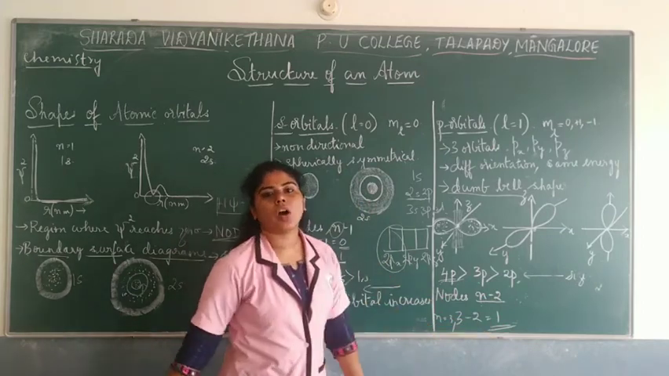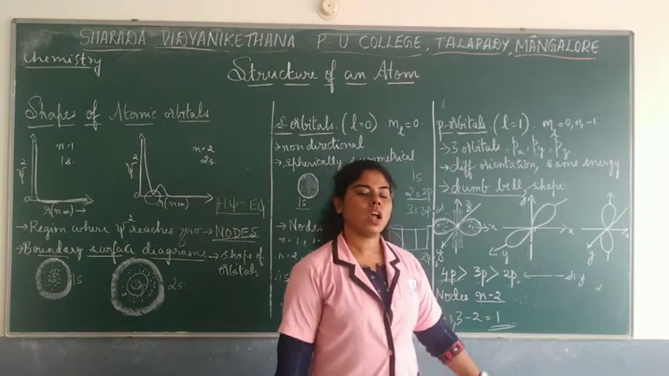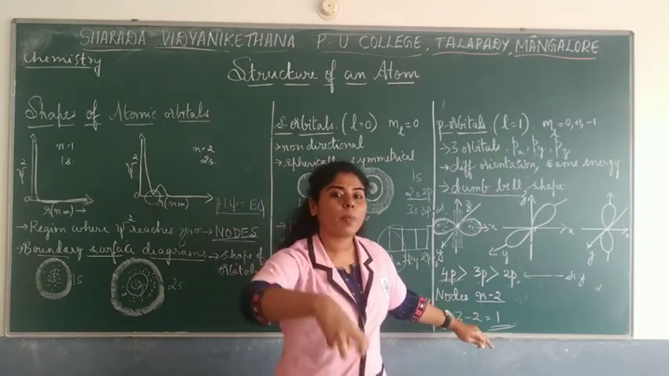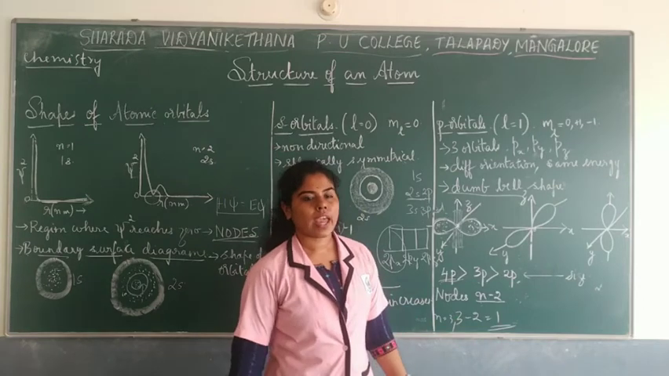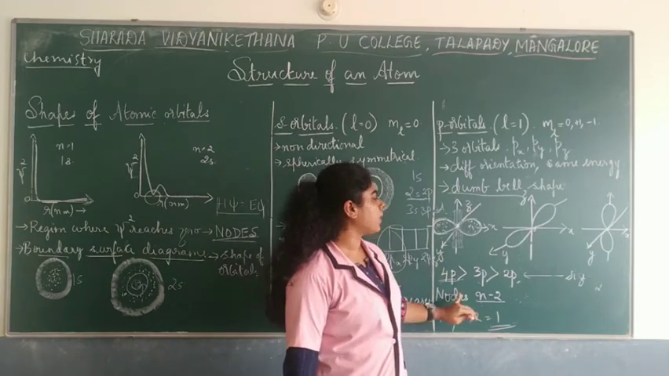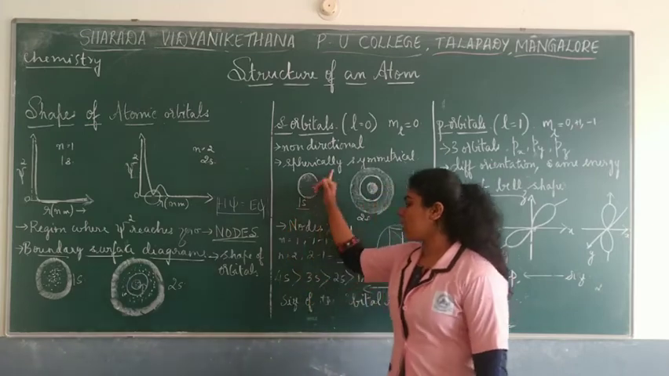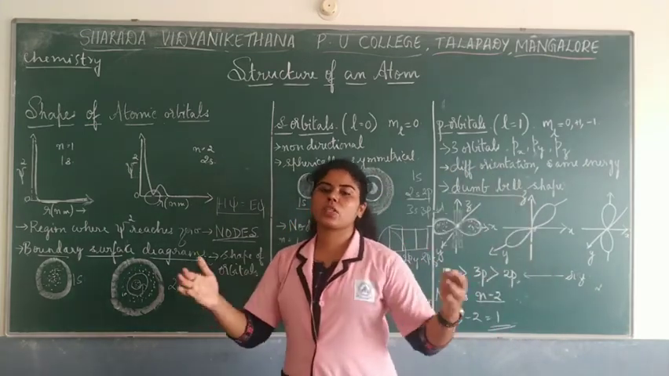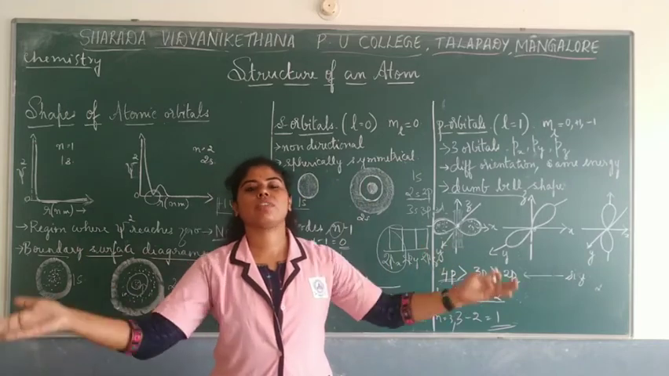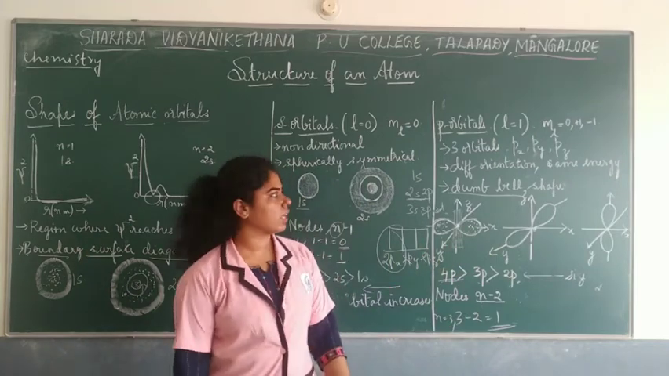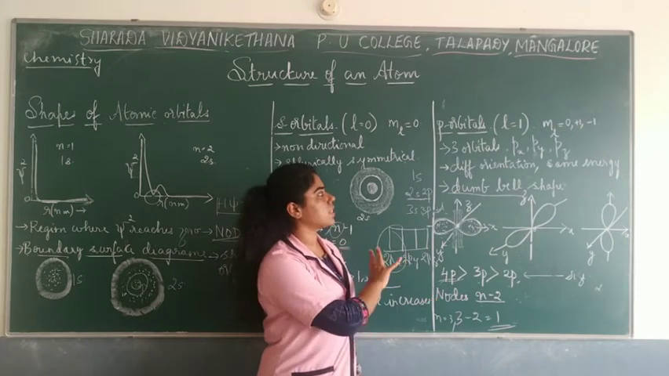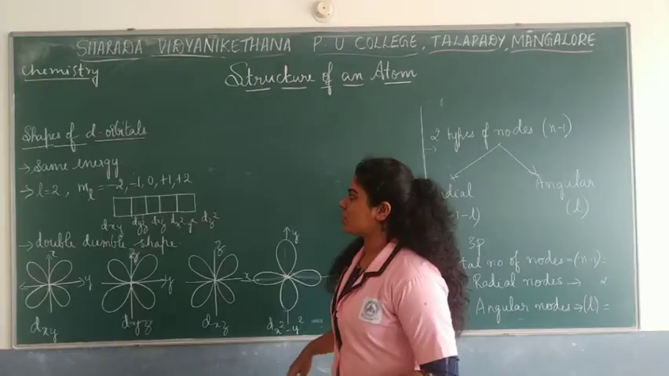So this is about the nodes present. What are nodes? As I told you, the space where there is 0 probability of finding an electron. Okay, that is a node. So for p orbitals it is given as n minus 2, for s orbitals it is given as n minus 1. And talking about the size, as the principal quantum number increases, the size of these orbitals also keeps on increasing. So that is about the shapes of the s orbitals and the p orbitals.